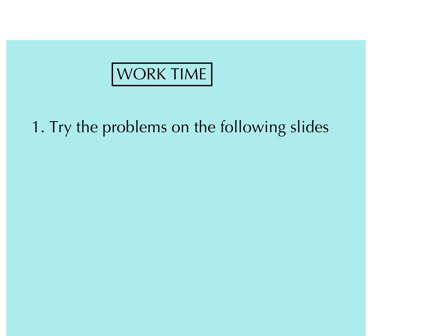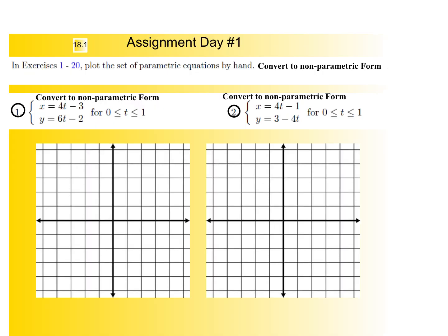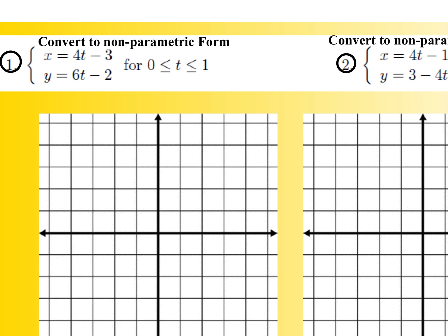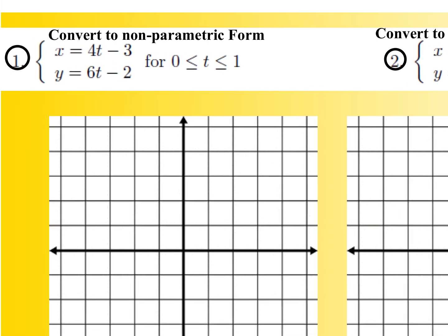All right, go to this one, and we actually have a few problems to do, and then I can hand back your tests from yesterday. All right, so this first problem, convert to non-parametric form. There's a reason they don't just call it rectangular, but I'm just going to call it rectangular. You're just converting it to rectangular.